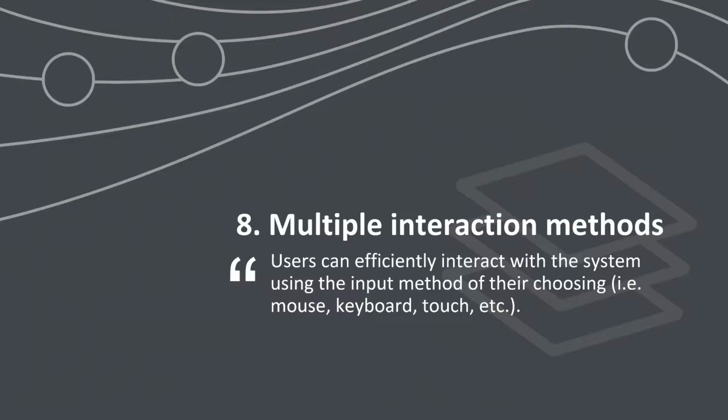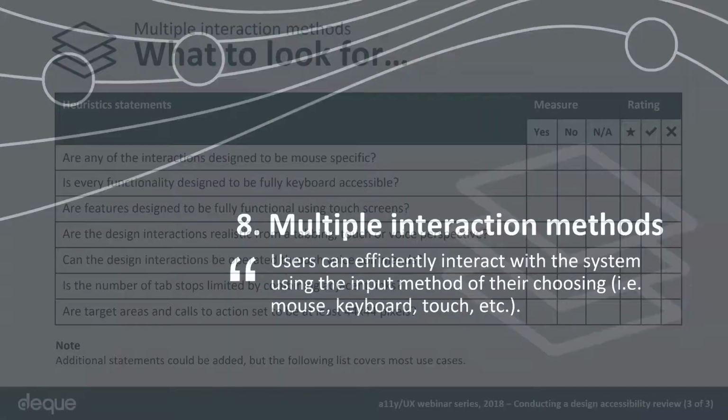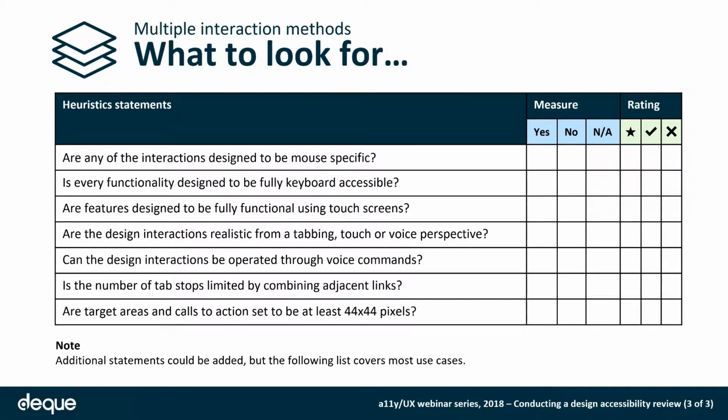Thank you, Denis. So the 8th heuristic that we look into when we evaluate a wireframe or a prototype is the multiple interaction methods. What it basically asks is that users can efficiently interact with the system without having dependency on the device, say whether it is a mouse or a keyboard or a head stick or a mouth stick, whatever it is, they should still be able to efficiently interact with the system. Now, moving on, let us see the points that we need to cover as part of this heuristic.